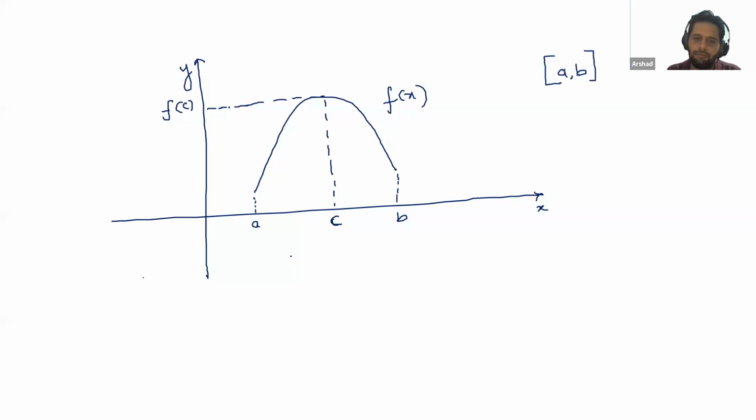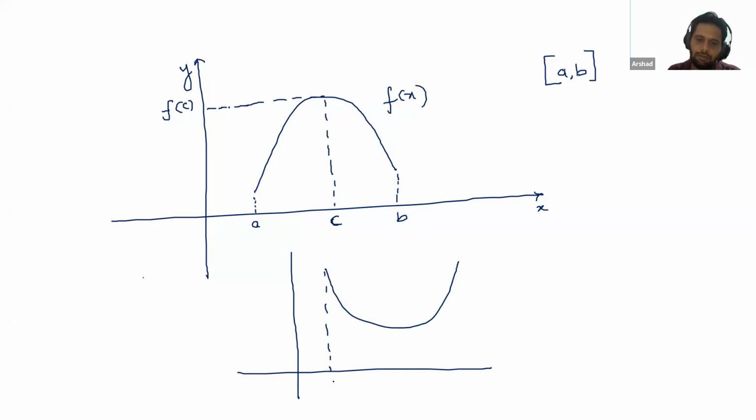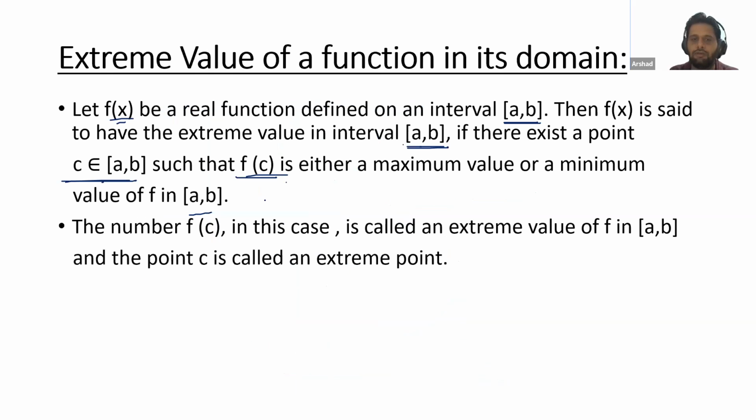Now the same thing is true when we have a minimum value in a function. For example, we have this function. This function exists for A, this is A, and this is B. This is X, this is Y, and this is f(x). So we have a point C here. As you can see, this f(c) is the minimum value of the function. So we will say that this function has the extreme value. If we have a maximum or a minimum value of a function in a particular interval, then we say that the function has the extreme value.